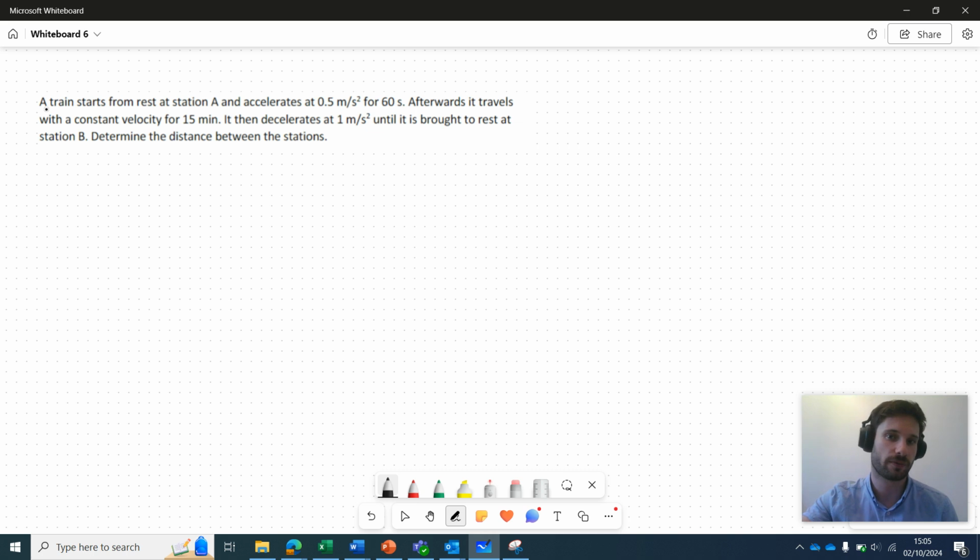So we have this problem here. It says a train starts from rest at station A and accelerates at 0.5 meters per second squared for 60 seconds. Afterwards, it travels with a constant velocity for 15 minutes. It then decelerates at 1 meter per second squared until it's brought to rest at station B. Determine the distance between the stations.